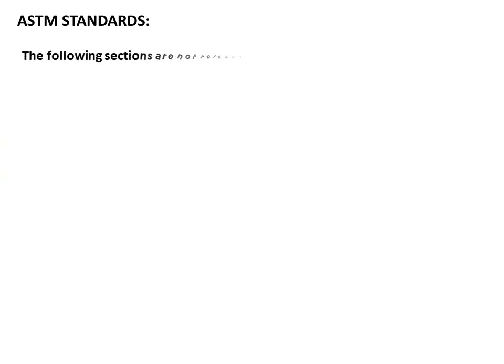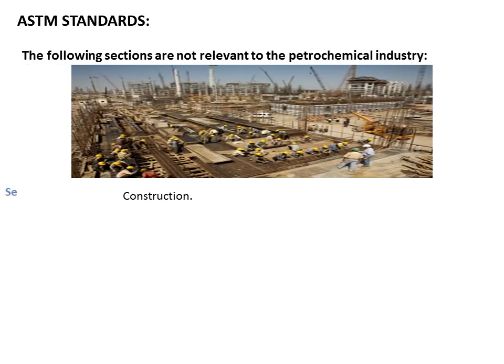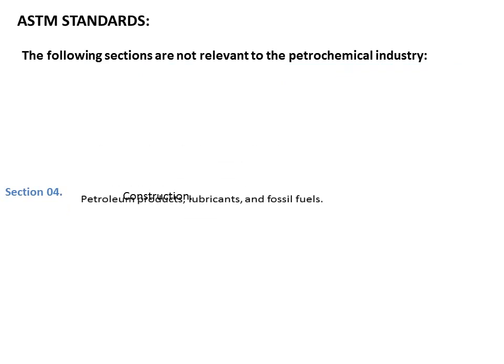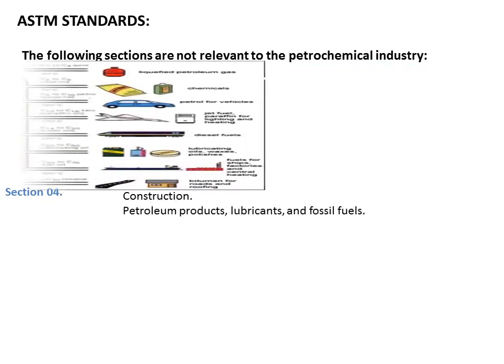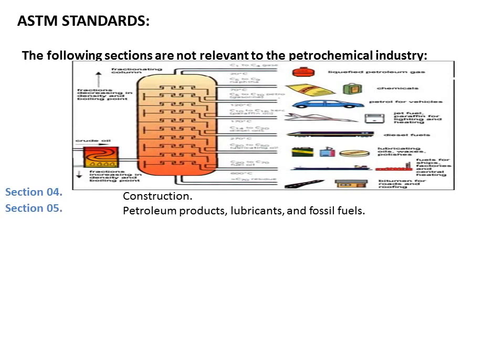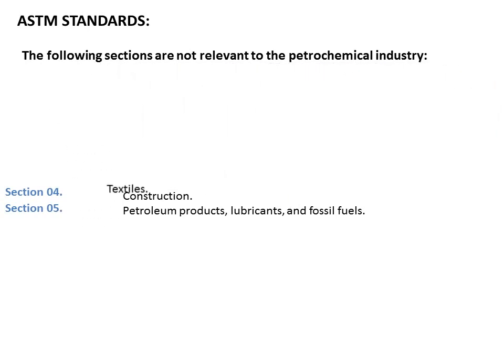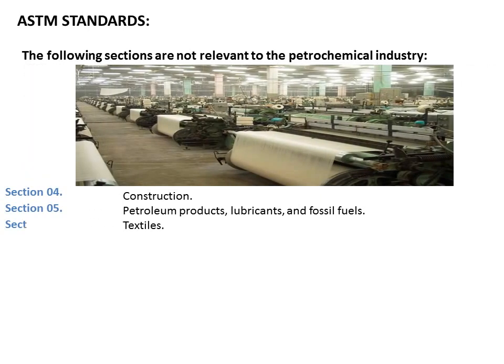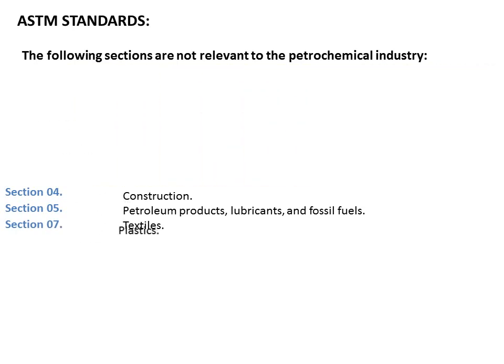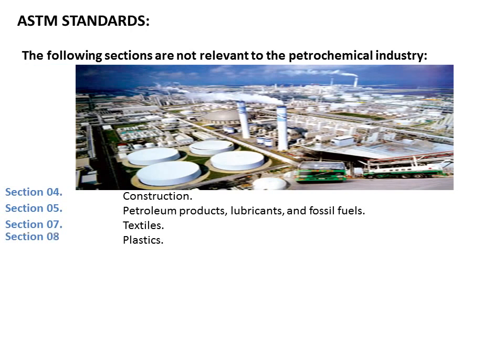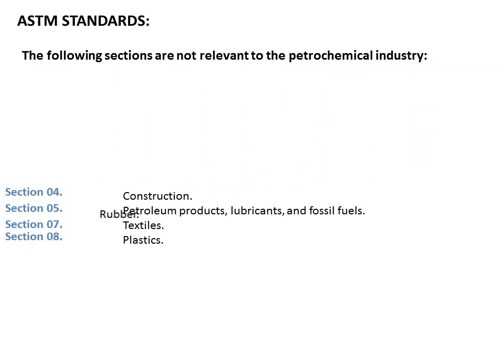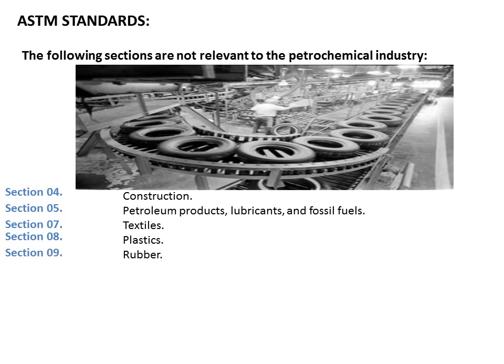Next, the following sections are not relevant to the petrochemical industry. Section 4 is for construction. Section 5 is there for petroleum products, lubricants and fossil fuels. Section 6 is devoted to textiles. Section 7 is for textiles. For plastics, we have section 8. For rubber, we have section 9.